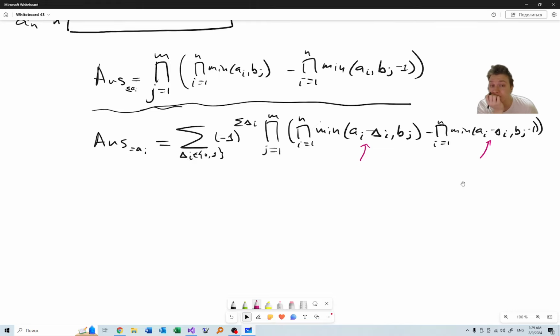What do we do here? The delta i's, where i are all numbers from 1 to n, so actually 2 to the power of n addends. We don't want it to take 2 to the power of n time. So we need to somehow shrink it down.